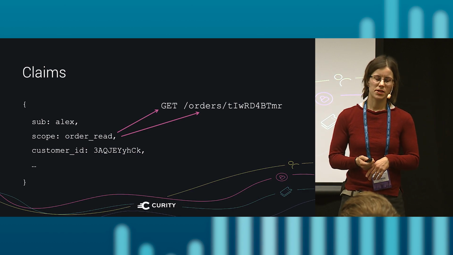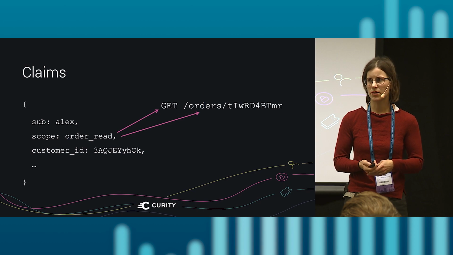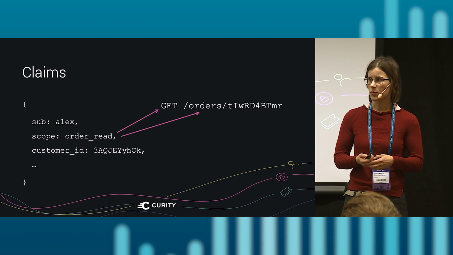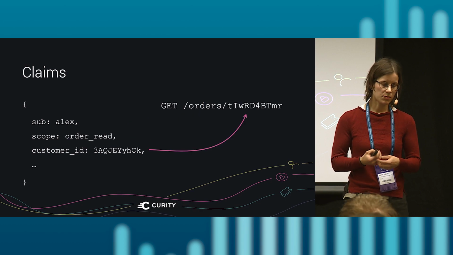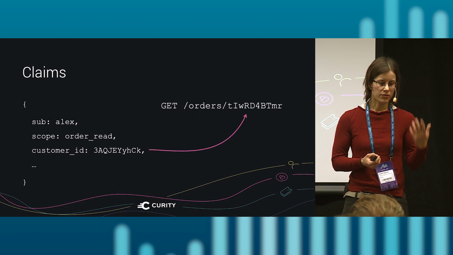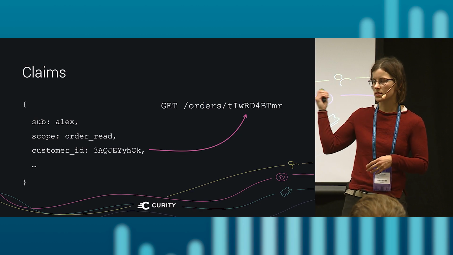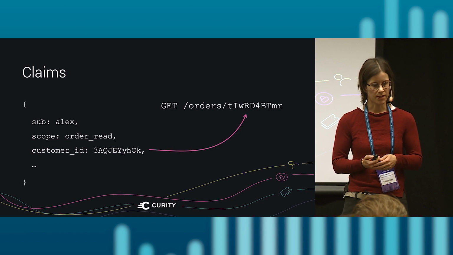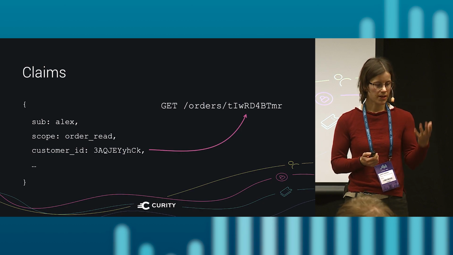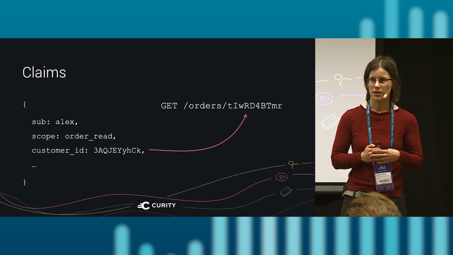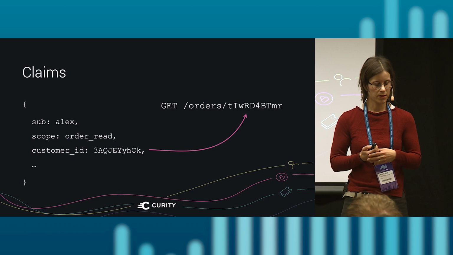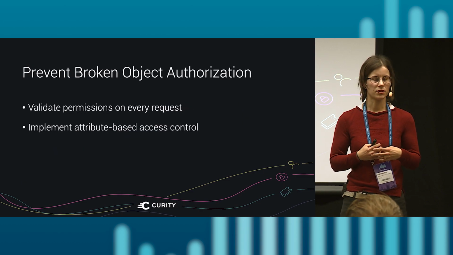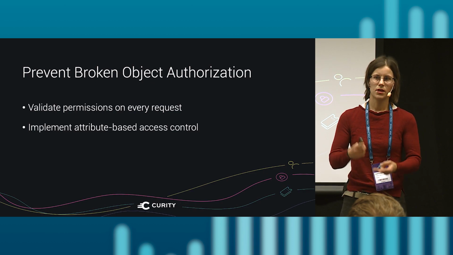You can then use business-specific claims for the fine-grained attribute-based access controls. So you can use a customer ID and check if the referenced customer is allowed to access the given object. And how do you know that? Because you have policies that define that. So you can use the claims from the access token to implement the attribute-based access controls and prevent broken object level authorization. So what do you need? You need to validate permissions on every request, and you need attribute-based access controls.